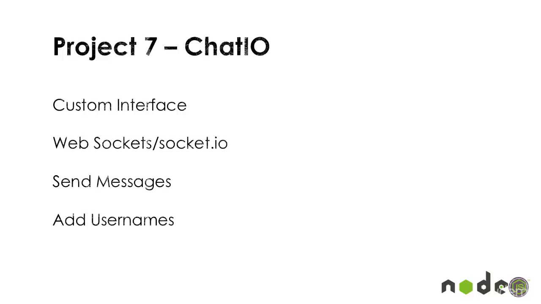Project 7 was Chat.io, which was the chat program that took advantage of WebSockets. We were able to send messages in real time, and we could add our usernames to those messages.